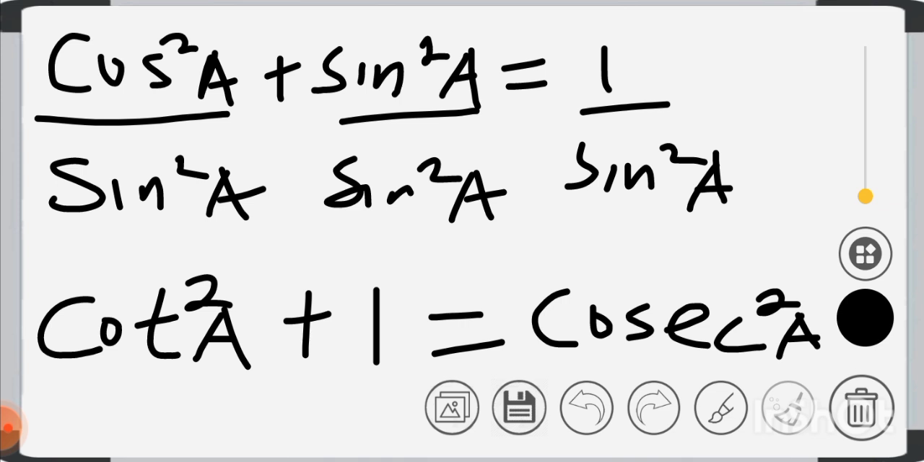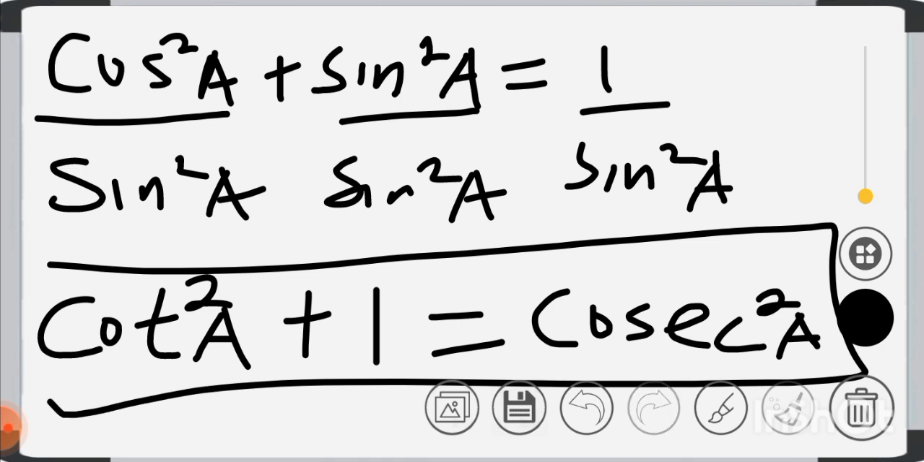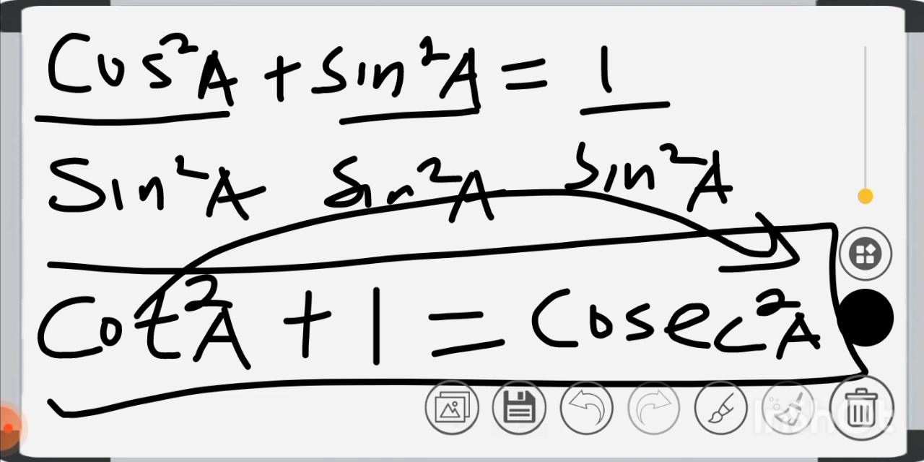So these are the forms of these trig identities. What you have to take note of is that cot squared a plus 1 is equal to cosec squared a, or you can also move this cot squared to the other side, so that cosec squared a minus cot squared a will be equal to 1. Remember all these ones, just try and memorize them.